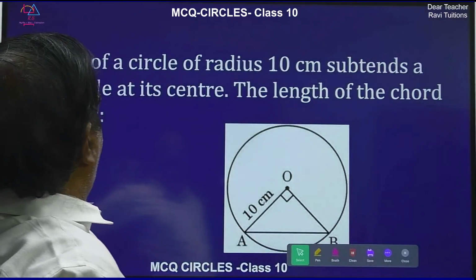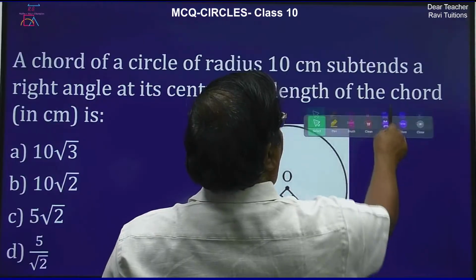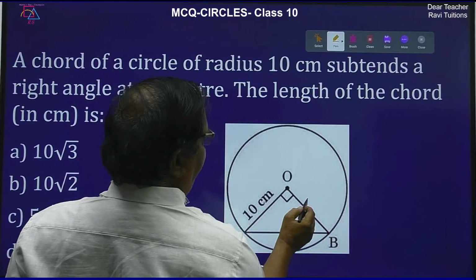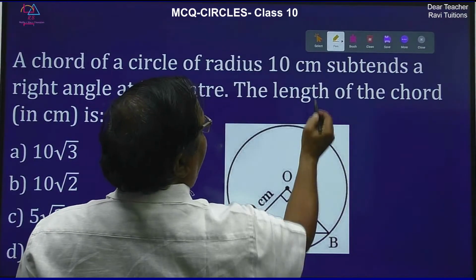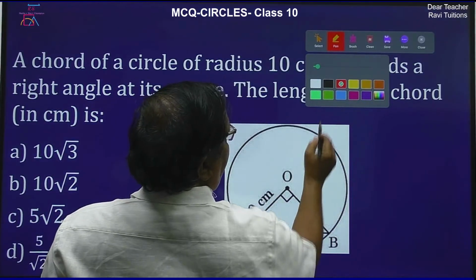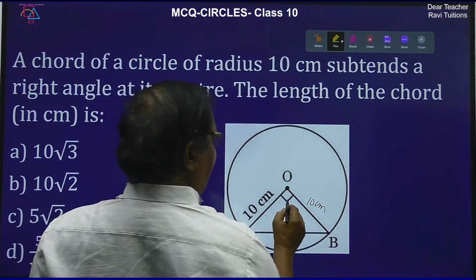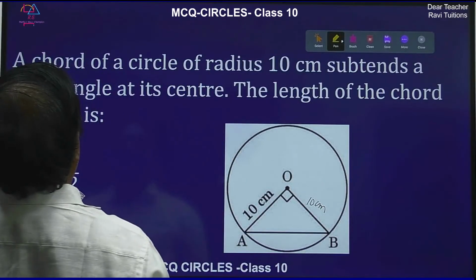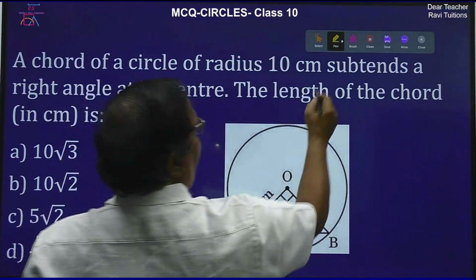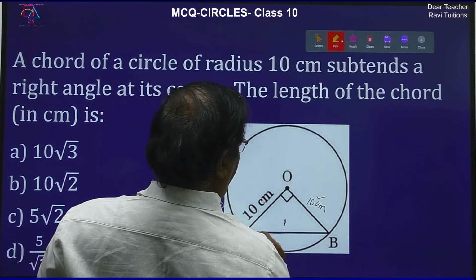See, the chord of a circle is 10 centimeters. So this radius is 10 centimeters, and this is also 10 centimeters. Therefore, this is 90 degrees. And what is the length of the chord? This is 10 centimeters and we have to find out AB.